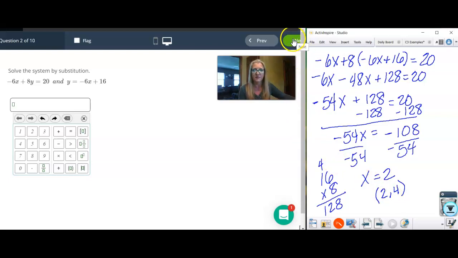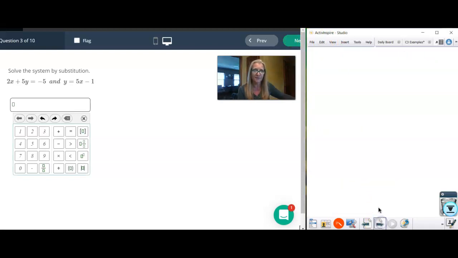I made that one too easy for you. Okay. This is number 3. This one is similar in that we have y being solved for. I'm not going to do this one for you. It's just like numbers 1 and 2.